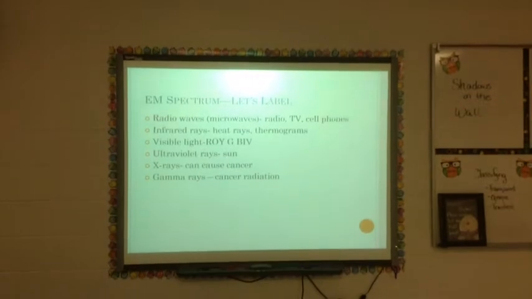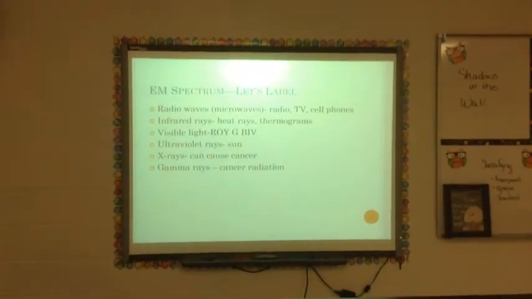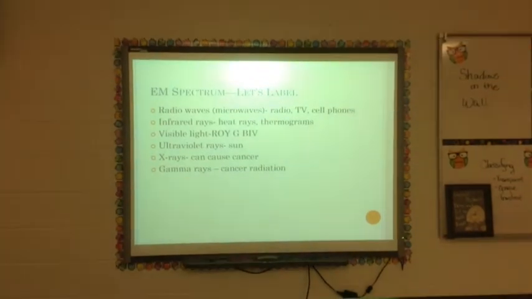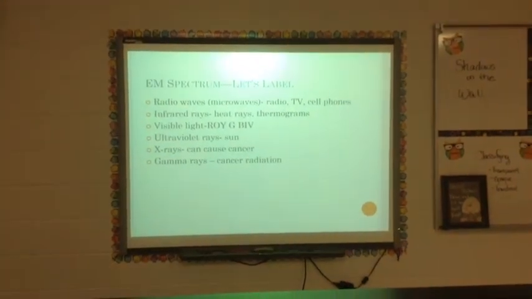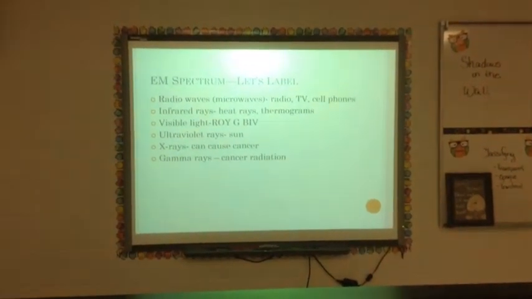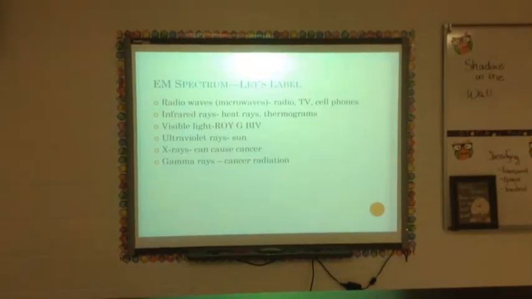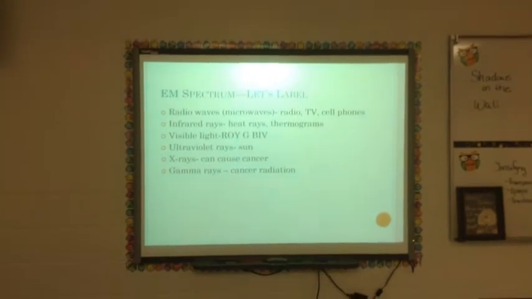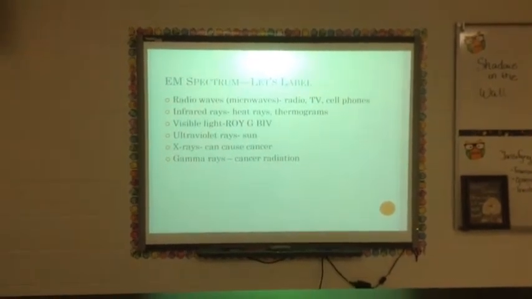Let's now label the electromagnetic spectrum. You first have the radio waves. That's like your radios, your TVs, your cell phones, and microwaves are even included in this section. Your infrared rays, which are heat rays, your thermograms. Visible light, which is actually a very small section on the spectrum.